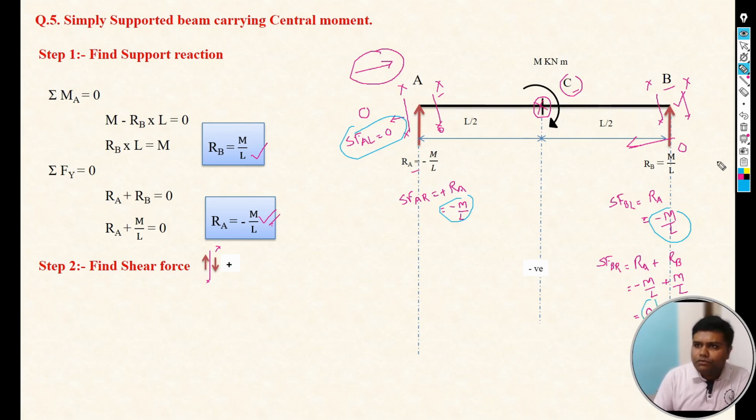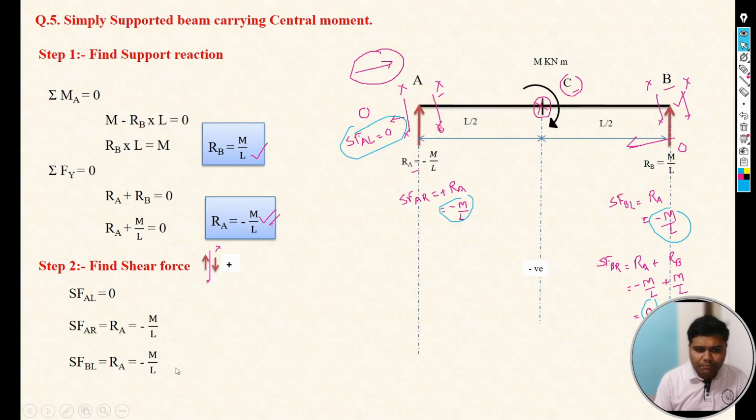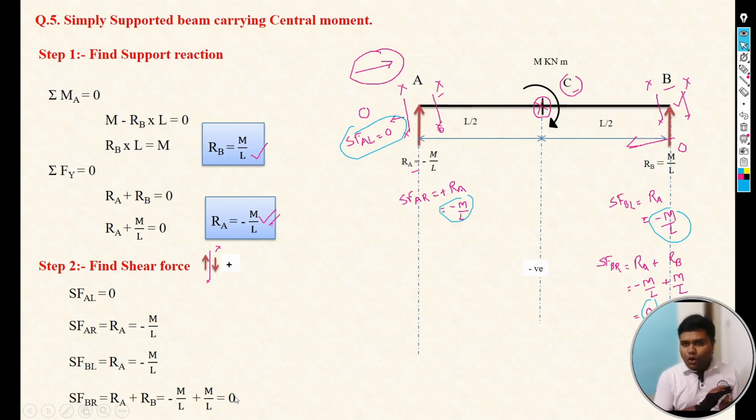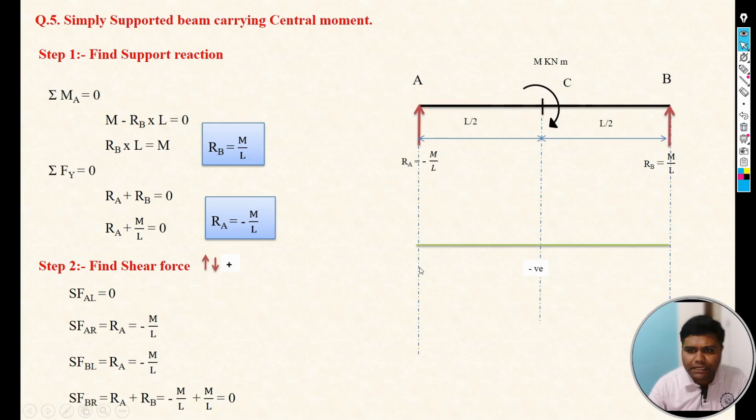So here we have calculated the shear forces at all points. Shear force A left 0, shear force A right minus M by L, already we have calculated. Shear force B left Ra, that is minus M by L again, and the shear force B right is Ra plus Rb, that is minus M by L plus M by L equals 0. So all points are covered, means we have calculated the shear forces at each point, means the shear force calculation, that is the second step, is over. Now the next step is the calculation of moment. So let's go with the next step and see.